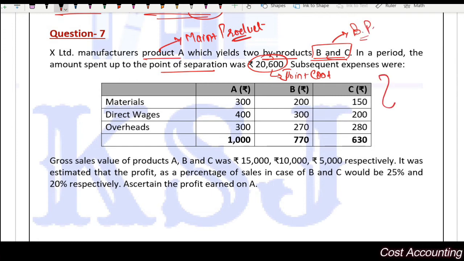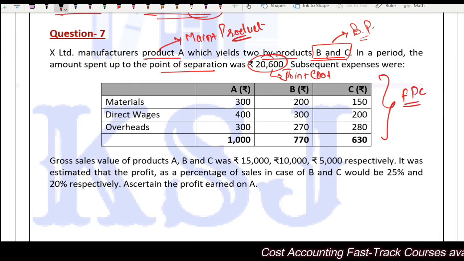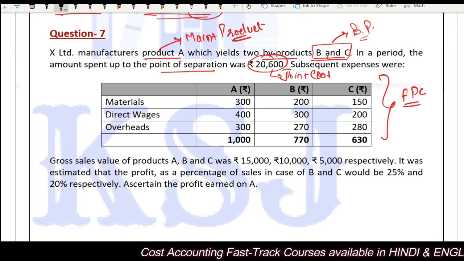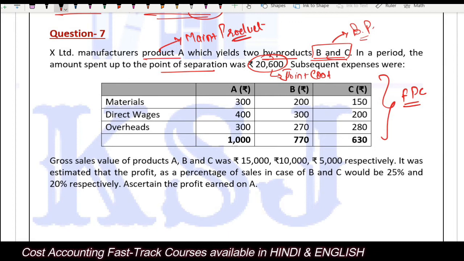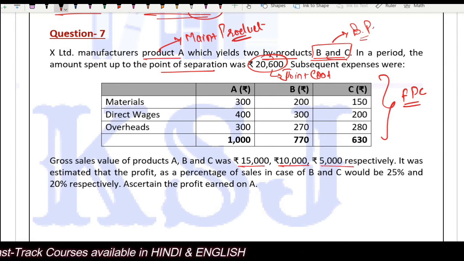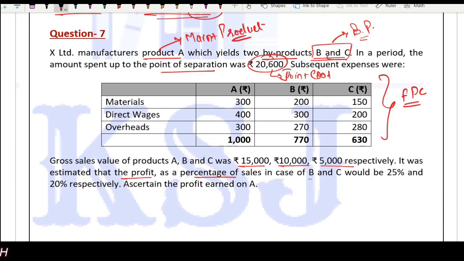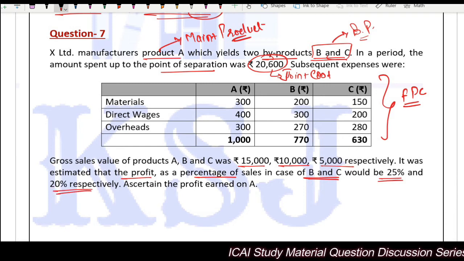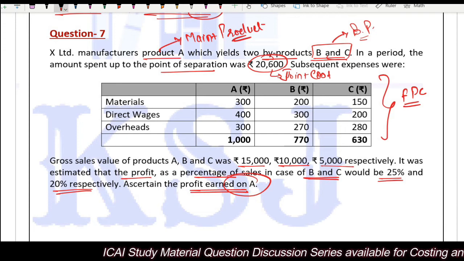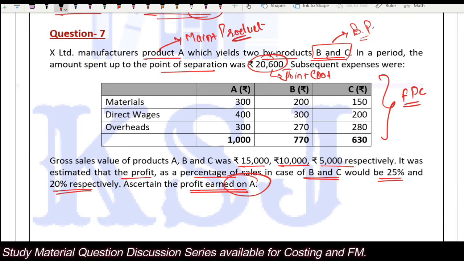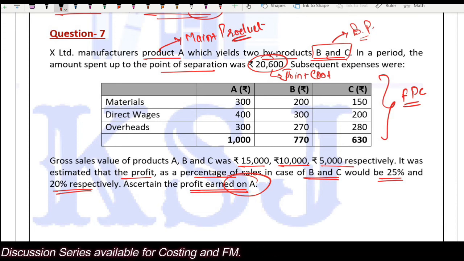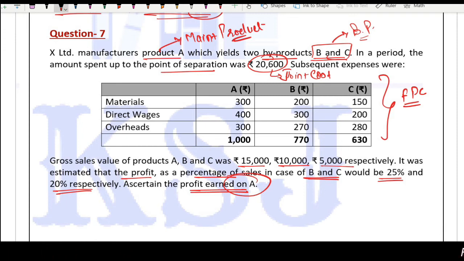The subsequent expenses are your further processing cost that is given to you. Gross sales value of the products A, B, C was 15,000, 10,000 and 5,000. It was estimated that the profit as a percentage of sales in case of B and C will be 25% and 20% respectively. Ascertain the profit earned on A. Now what do you need? What is the profit that we are earning on A? See, the sales value is given for all the products, but the profit percentage is given for B and C only. That is a byproduct, right?